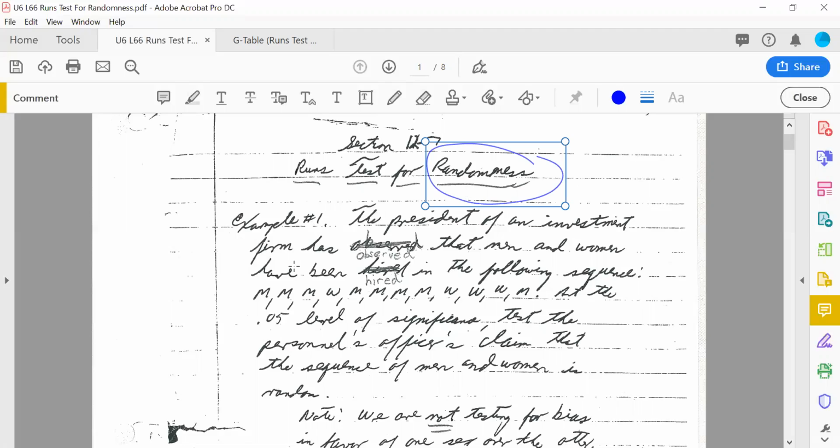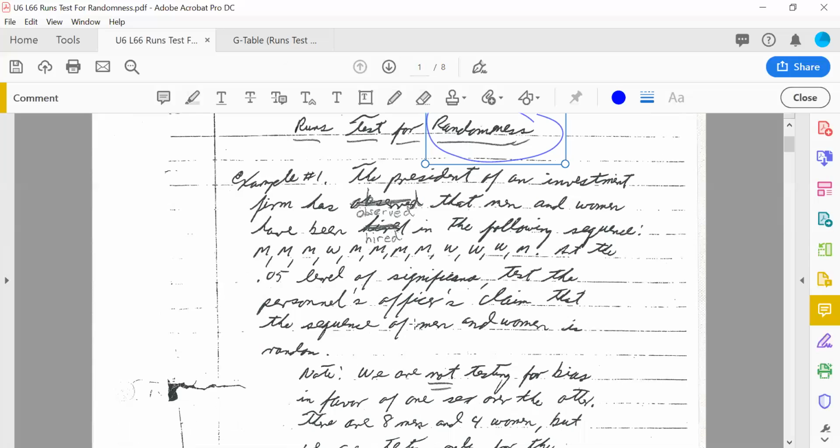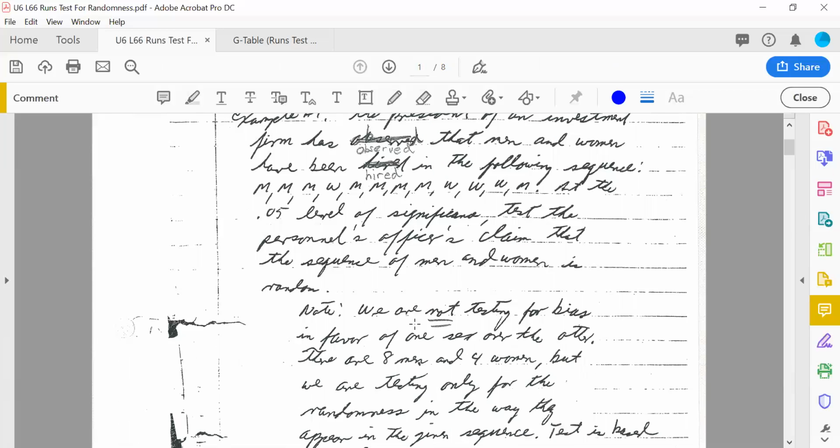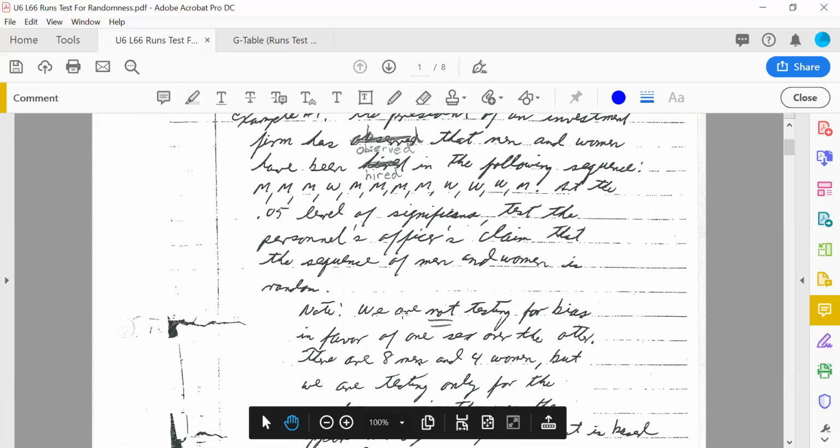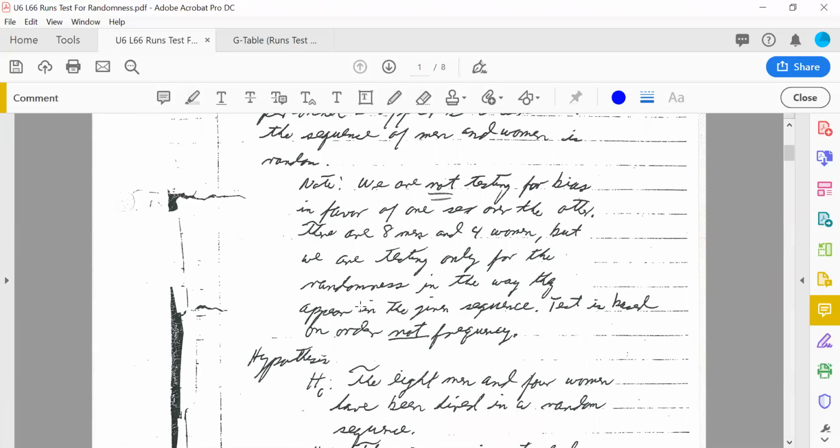The president of an investment firm has observed that men and women have been hired in the following sequence. Man, man, man, then one woman, then four men, then three women, and then a man. At the 5% level of significance, test the personnel officer's claim that the sequence of men and women is random. Notice, we're not testing for bias in favor of one gender or the other. There are definitely 8 men hired and 4 women, but we're testing only for the randomness in the way that the sequence has been made. So the test is based on order, not frequency.